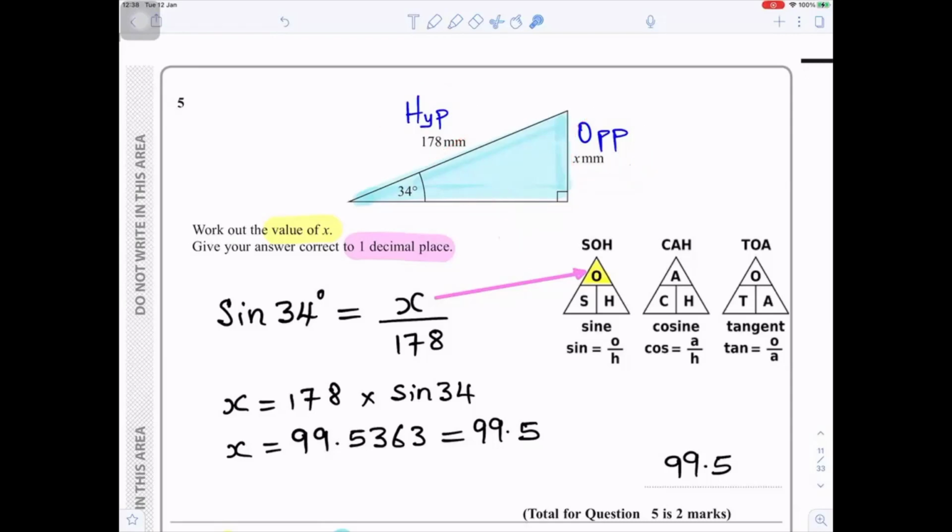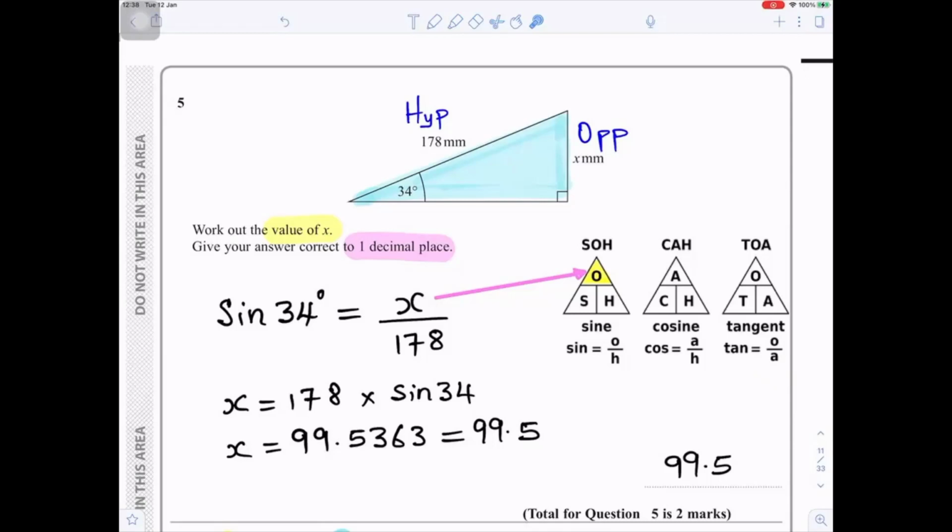And we look at the SOHCAHTOA formula. You can see it there on the right hand side. SOHCAHTOA. Sine is opposite over hypotenuse, cosine is adjacent over hypotenuse, and tangent is opposite over adjacent. Which of them are we going to do?